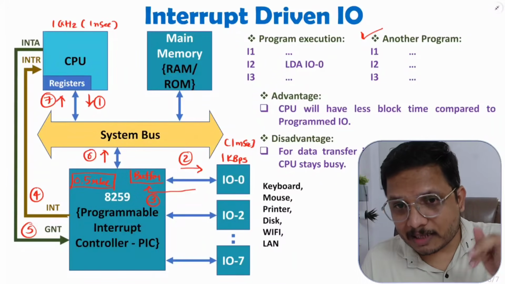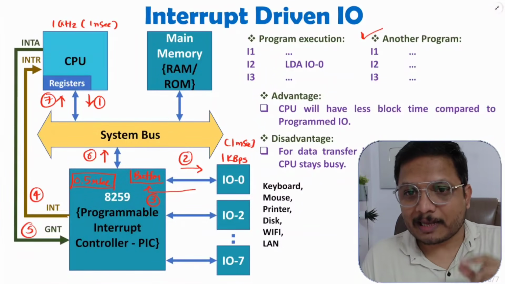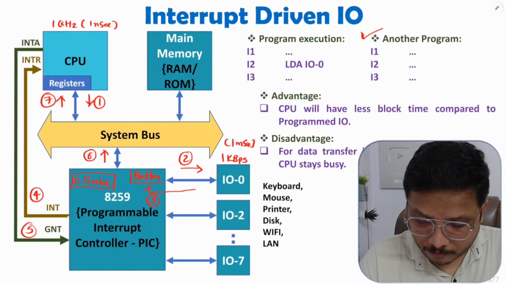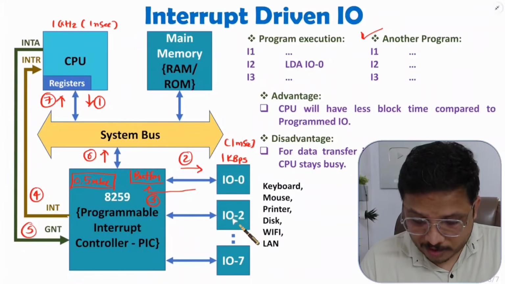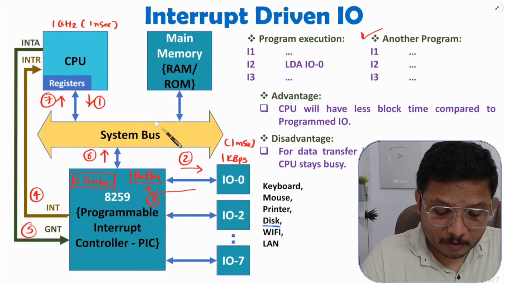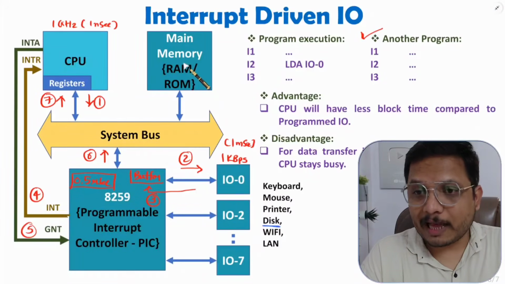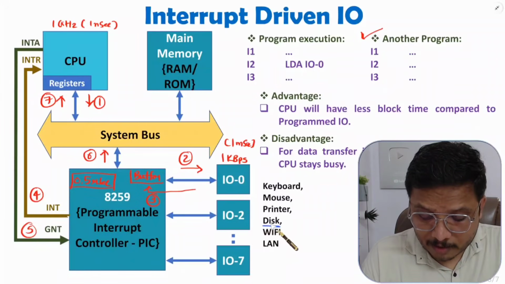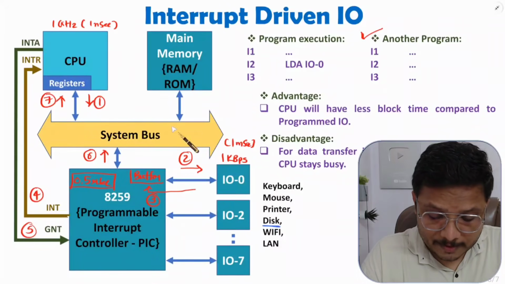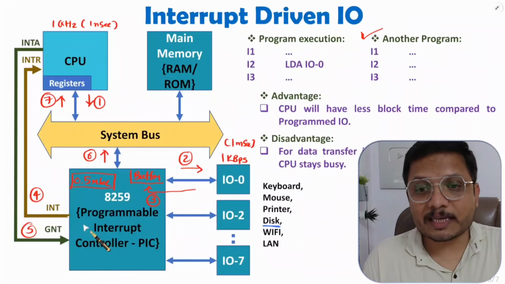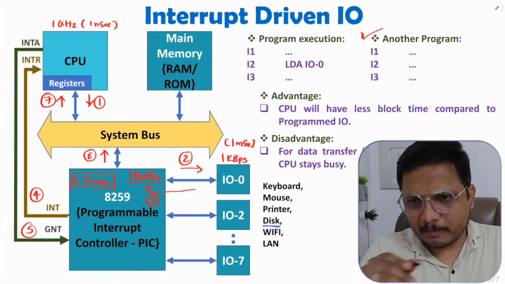But still with this system there is one issue. Let me address this issue over here. For example, here we have an IO device which is a disk. Now this disk wants to transfer data to the main memory. Then what will happen? Even when the disk wants to transfer data to main memory, all these steps will be executed as per the sequence which I have mentioned over here. Let me give you one example.